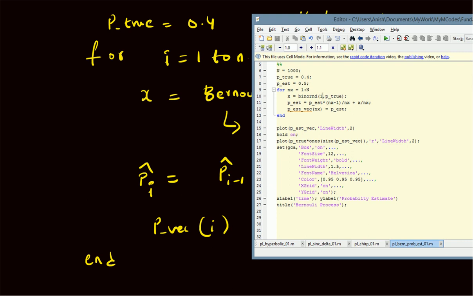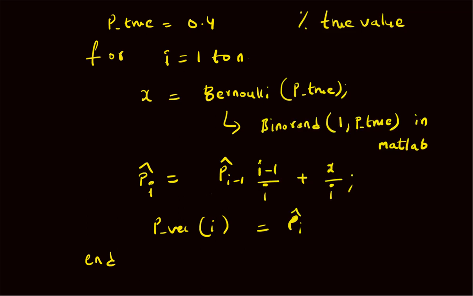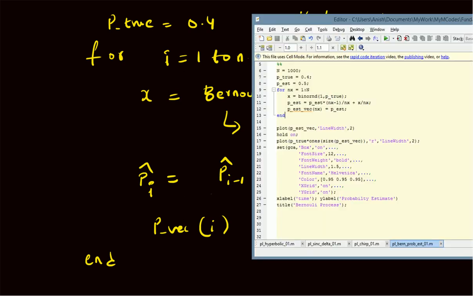And then from this we can update the estimate, that is p_est is equal to p_est into (i minus 1) by i, and then we have the latest observation, that is the x value divided by i. This gives us the update of the estimate, and then we put it in a vector so that we can look at the evolution of the estimation, and then we plot the results.